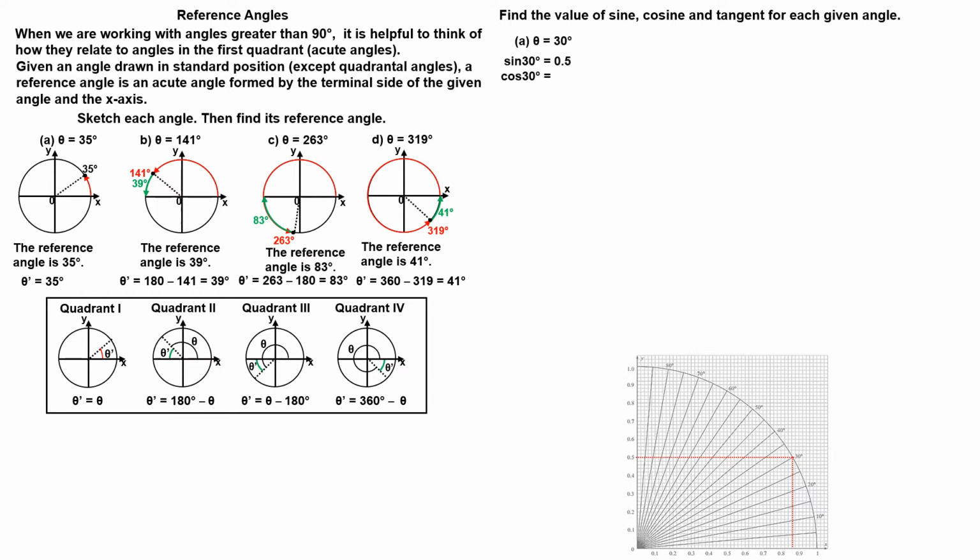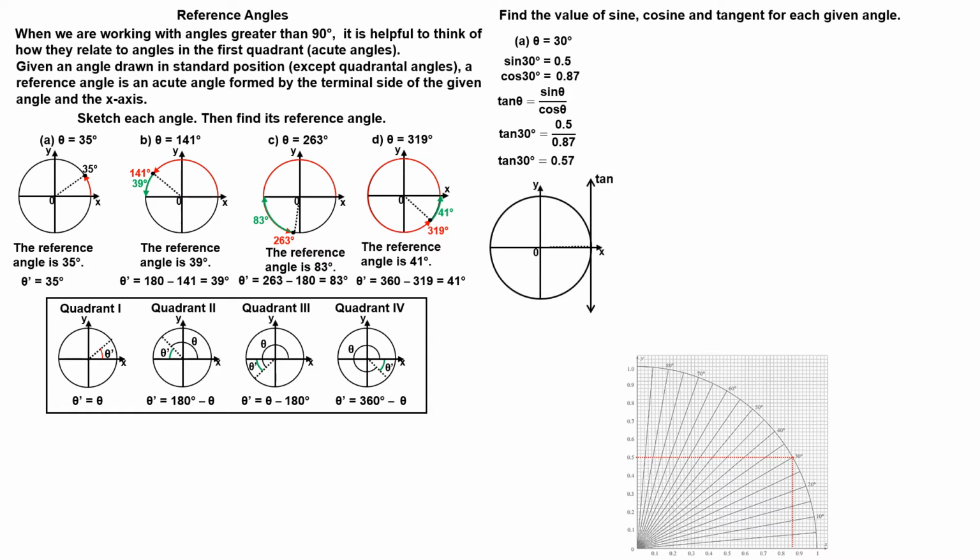To get the tangent, we divide the sine of 30 degrees by the cosine of 30 degrees. You should always keep in mind where these values are in the unit circle. Pay attention.